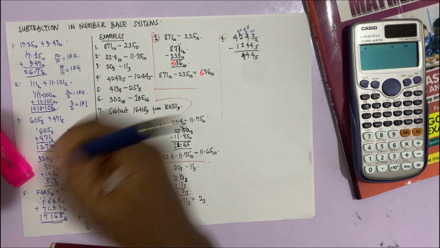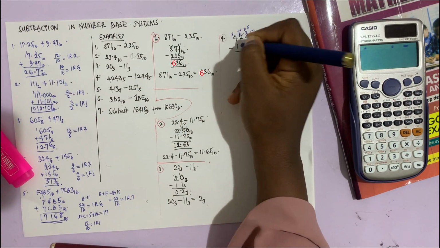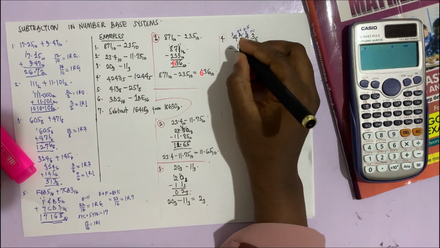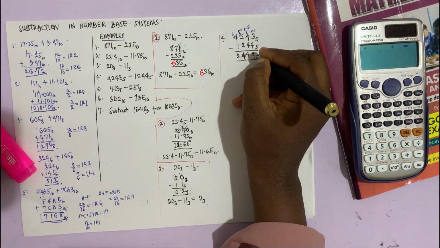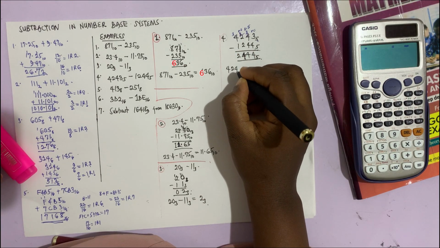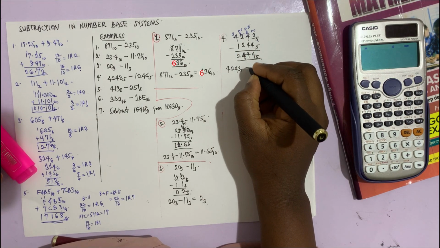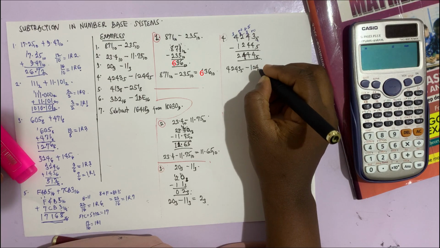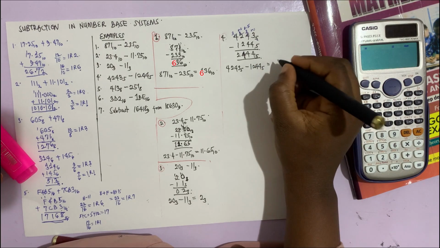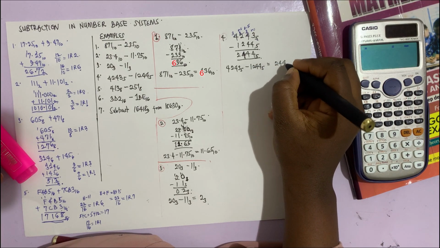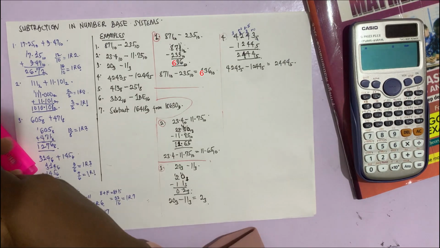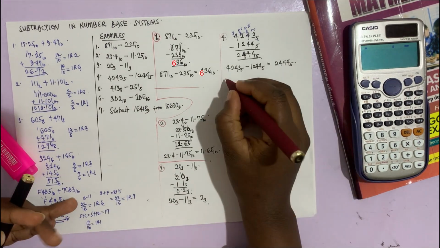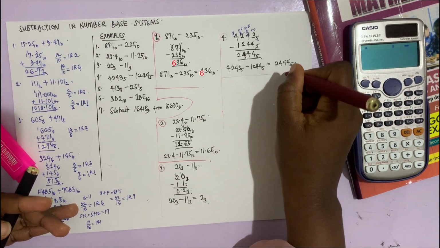Finally, we have 3 left here. So 3 minus 1 is what? Is 2. So 4, 2, 4, 3 base 5 minus 1, 2, 4, 4 base 5 will give us 2, 4, 4, 4 base 5. And that is our final answer.